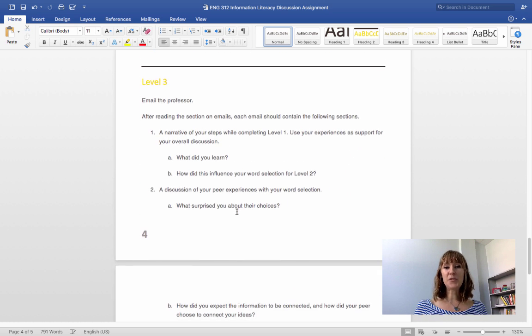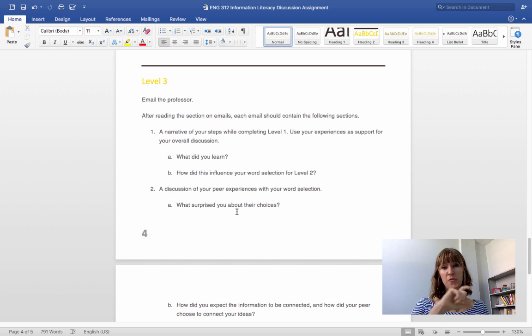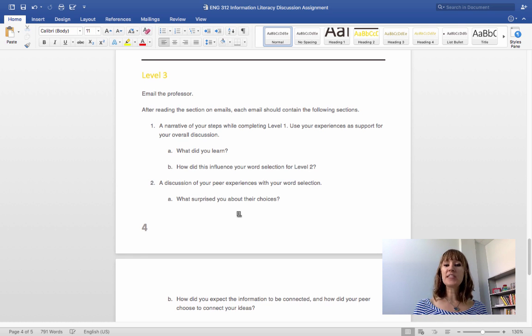Last step, level 3. You're going to tell me from level 1, what steps did you go through? What did you learn? What did you learn about information literacy? Refer back to the librarian research process. How did you move forward and come backwards? How did you move forward 2 steps and come back just 1? Or how did you move forward 2 steps and have to come back and start over? How did you see these pieces of information connecting? And what does that teach you about connections between information pieces? And how did this influence your selection of words for level 2?